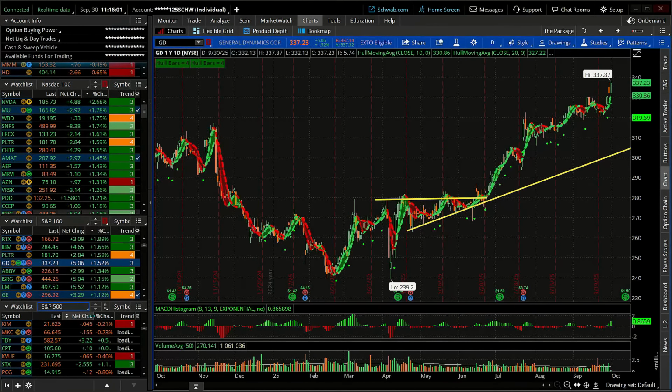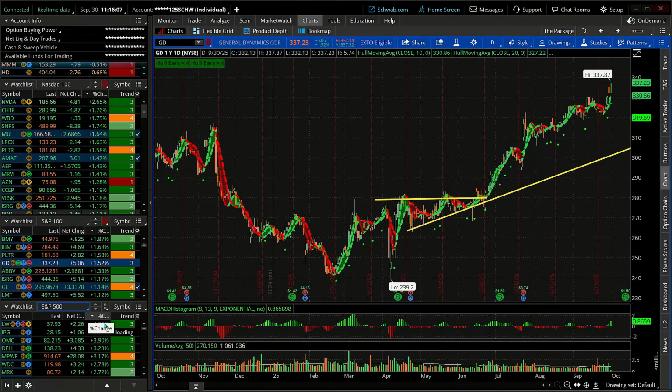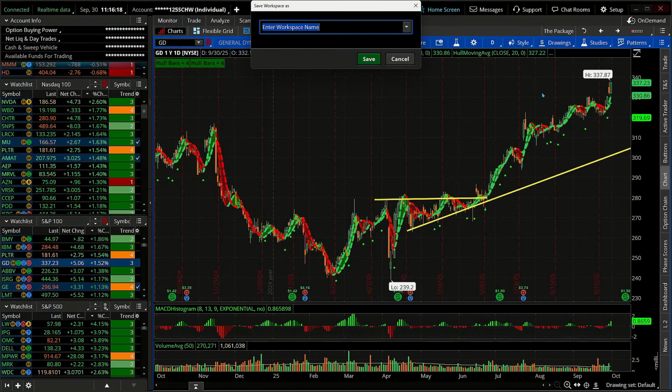Now, the harder thing about the bigger list of the S&P 500 is just lots of stocks, okay? And so now we see that list. Now, if I want to save this, how do you save it? Go to setup at the very top right, setup. Now what we're going to do is go to save workspace as. And we're going to label this 2026, okay?